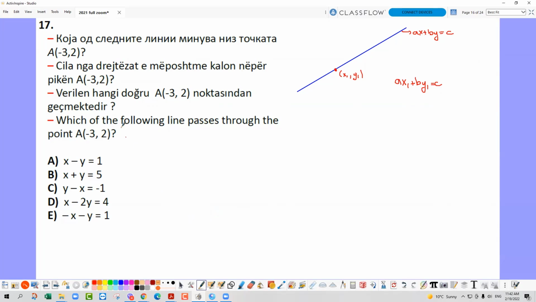So here the x1 and y1 values are 3 and minus 2. This is x1 and y1. And here are the equations. I'm going to substitute one by one to find the value.